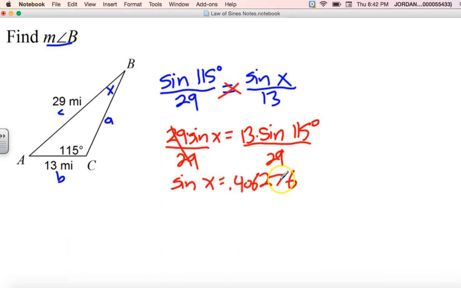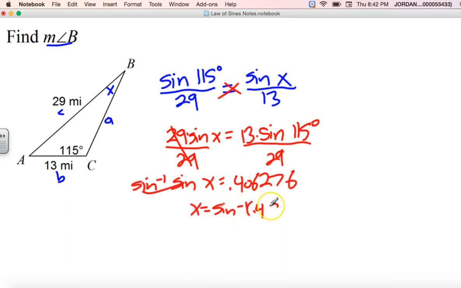Okay, if we just round it off, and then we're not done. We've got to get x by itself. So what we've got to do is cancel sine. Remember, the way to cancel sine is by doing the inverse sine function. So those will cancel and leave x. If we do inverse sine to one side, we have to do inverse sine to the other side.